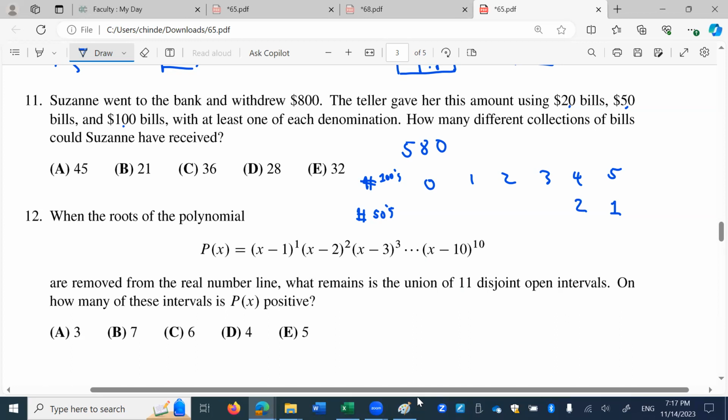And you can walk your way up. Every fewer $100 bill adds another possibility that you might have 2 more $50s. So there's 3 ways here, 4 ways here, 5 ways here. And finally, there's 6 ways.